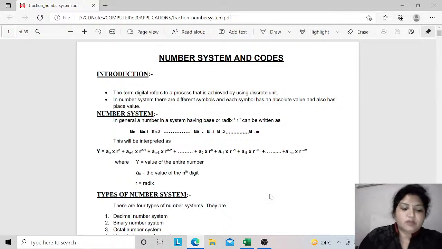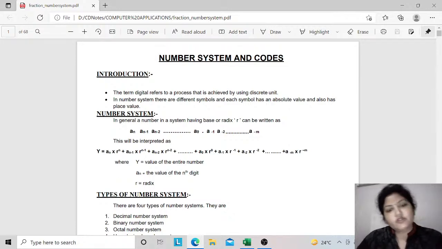Now, like in my previous sessions, I have explained how to convert a binary number into decimal, or an octal number into binary. Any conversion you may do with the help of those methods. Today I am going to discuss what happens when we have a fraction part in a number, and how we convert it into the respective number system. So let's begin with this part.